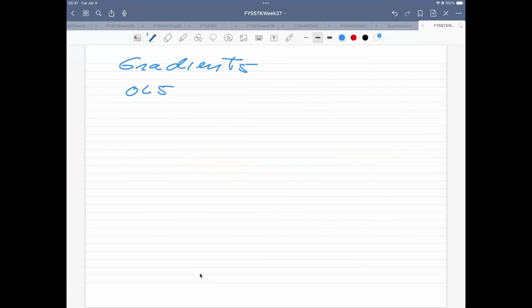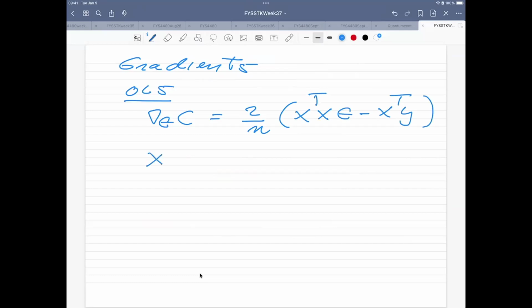So ordinary least squares, then we have a gradient, where I just write it like C of the gradient with respect to theta. And that is given by 2 divided by n, and then I can write this out as X transpose, where X is the design matrix, times (X theta minus y). So quick reminder, X is a matrix of dimensionality the number of data points times the features. Theta is a vector of length P, and y is a vector of length N.